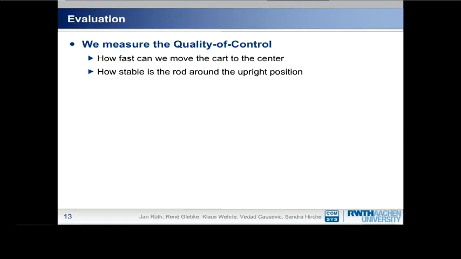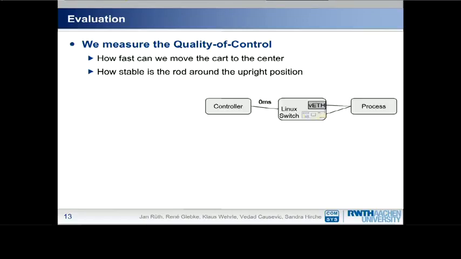Typically, to measure how good your system is in control theory, you measure the quality of control, which can be quite different for whatever you want to measure. But for this example, what you want to measure is how fast can we move the cart to the center? This was the goal, move it to the center. And how stable is the rod around its upper position?